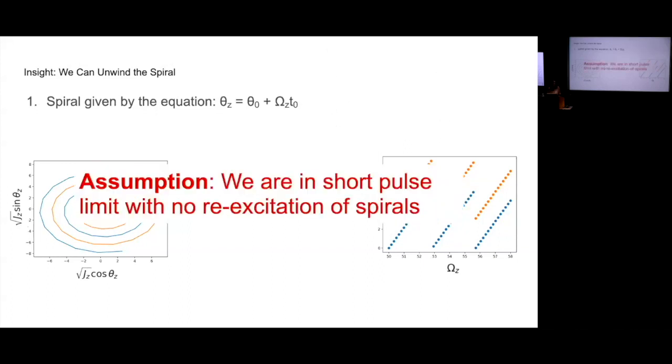So we are making some assumptions here. We assume that we're in the short pulse limit. We expect to see both n equals 1 and n equals 2 modes, and that the spirals are not being re-excited. That's how we can translate t naught to the initial interaction time rather than some re-excitation time.